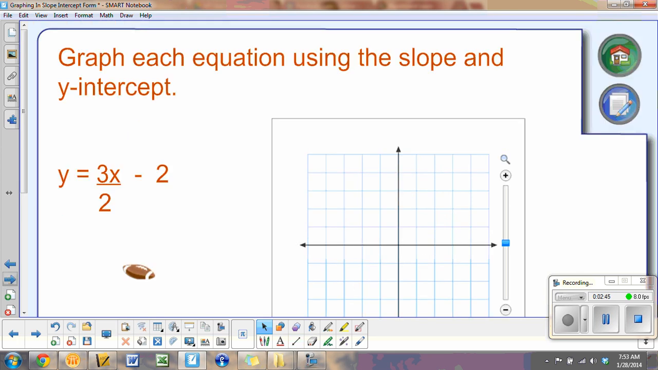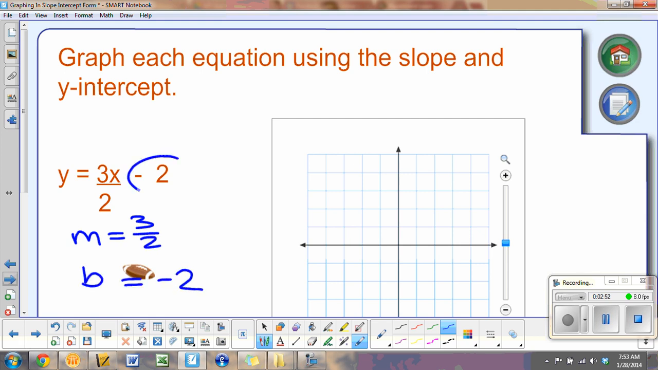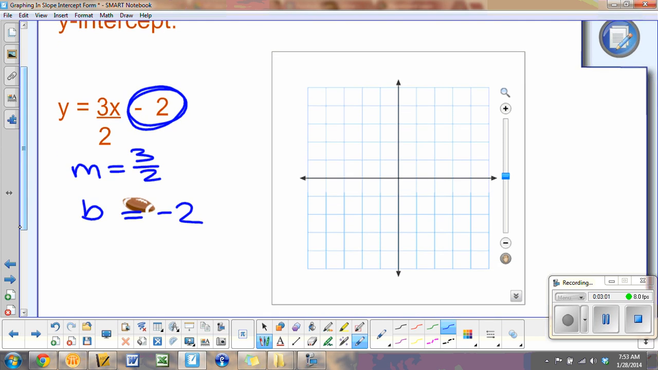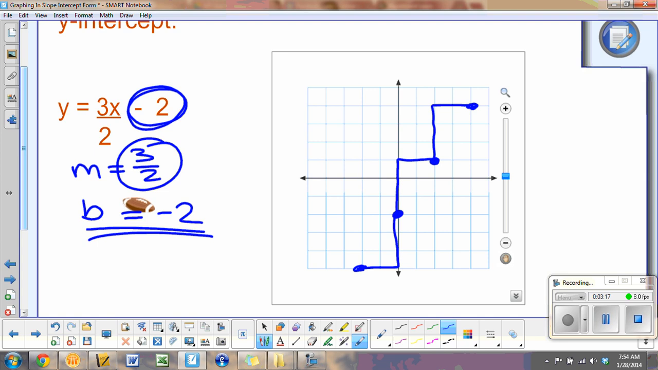Okay, let's try another one. The slope of this one is 3 over 2. The y-intercept is -2, and it is negative because that constant has that minus sign in there. So it's not +2 and my intercept is 2. It's got to keep that negative with it, so it's -2. I'm going to start at my y-intercept, -2. My slope this time is up 3 and over 2. So 1, 2, 3 and over 2. 1, 2, 3 and over 2. Or I could go 1, 2, 3 and back in that direction.